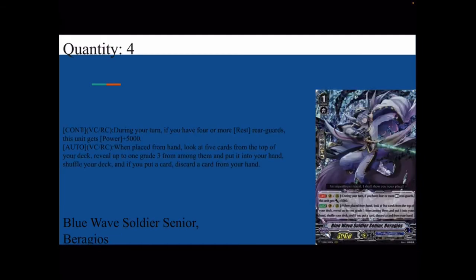Next up, 4 copies of Blue Wave Soldier Senior, Baragios. 8k base, 10k shield. Continuous Vanguard or Rearguard. During your turn, if you have 4 or more rested Rearguards, it gets plus 5k power. So that's a 13k attacker slash booster, which is always appreciated in decks.